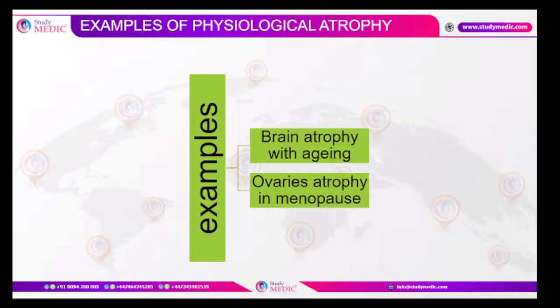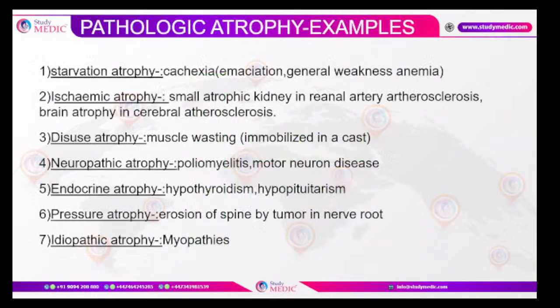Coming to the physiological atrophy, we can see, for example, in a menopausal woman, ovarian atrophy occurs, and with aging there would be brain atrophy. And coming to the pathological atrophy, there are different categories, like starvation atrophy, which can be seen as cachexia, that is emaciation, generalized weakness, and anemia. All of these come under starvation atrophy, the overall cachexic build.